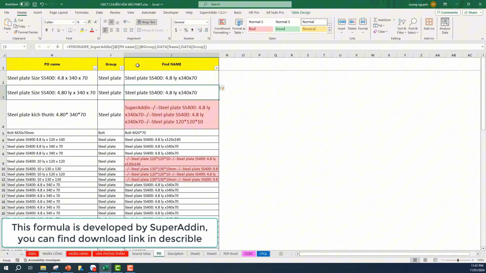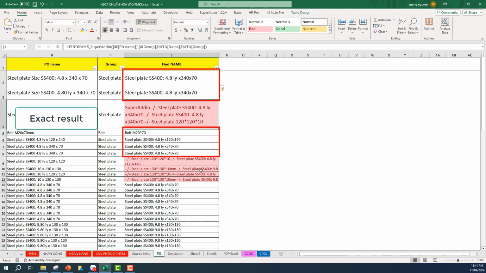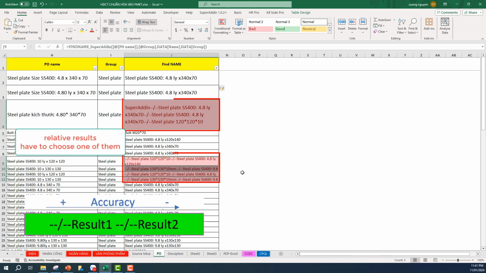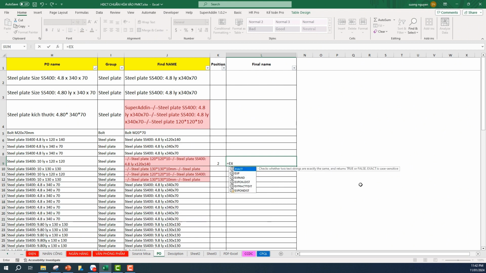There are 2 types of results achieved. 1. White cells are exact results. 2. The red cells are the most matching results. You just need to check these red cells again. The more accurate results will be on the left, and decreasing on the right of the string.